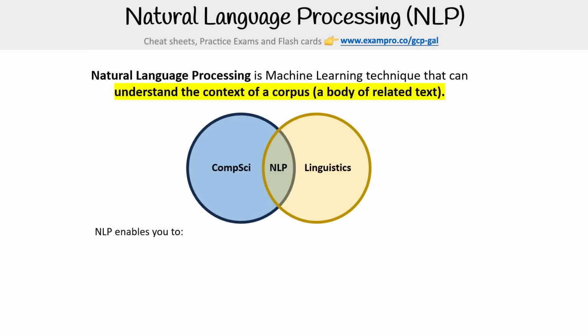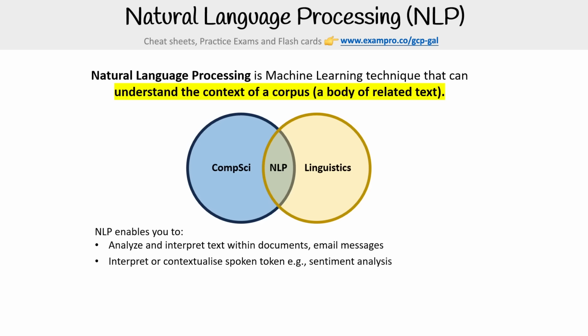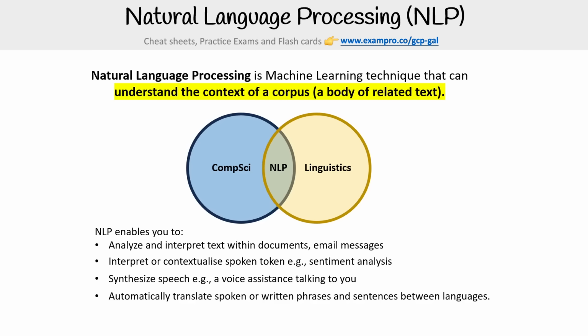So NLP enables us to do things like analyze and interpret text within documents, emails, and messages; interpret or contextualize spoken text, like sentiment analysis; synthesize speech, such as using a voice assistant talking to you; automatically translate spoken or written phrases and sentences between languages; interpret spoken or written commands and determine appropriate actions. Another thing you'll hear a lot is language understanding, which is more like a specialized subset of NLP that just goes farther to understand more traditional, older ways of doing NLP.